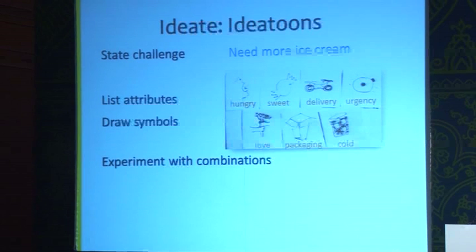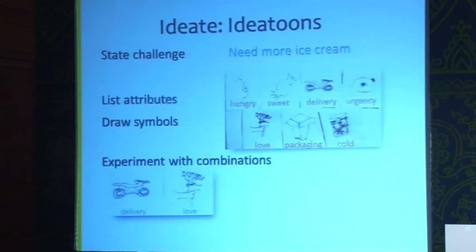The images that came with that, so you can see hungry, sweet, delivery, urgency, love, packaging, and cold. If I didn't have the words there, they probably wouldn't mean anything to you, so you write them on the back. And then you experiment with combinations. You pull the words around, the ideas around, and we had delivery and love. Send ice cream to a loved one. An ice cream delivery service.